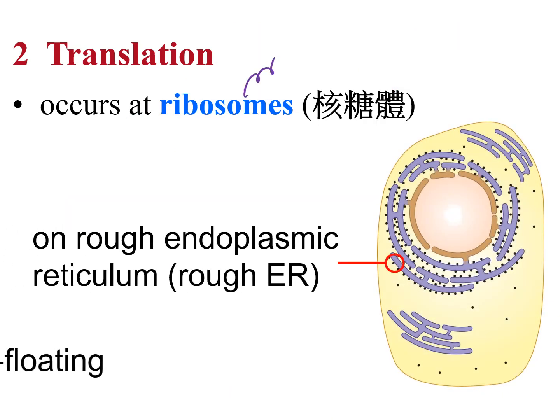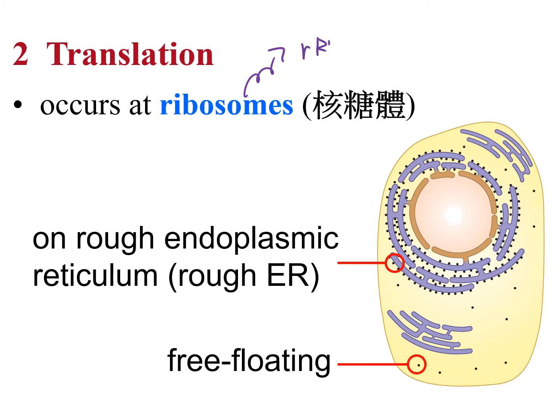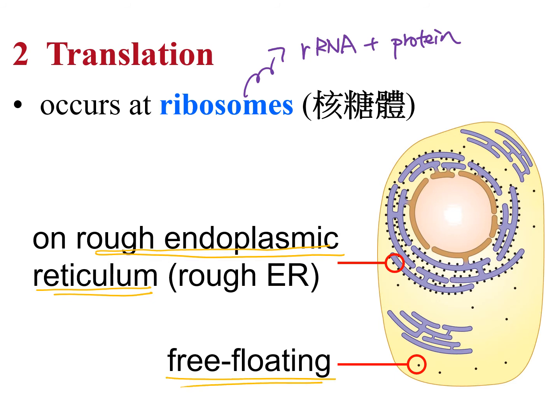Ribosomes, which are formed from rRNA, the ribosomal RNA, and protein, can be found in different positions inside the cells. They can be found on top of the rough endoplasmic reticulum, the rough ER, or they can be free floating in the cytoplasm. And their positions affect their production of protein as well.